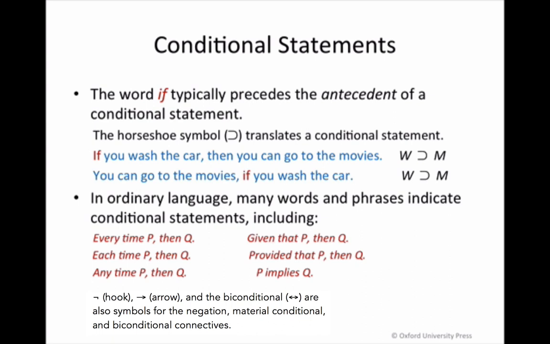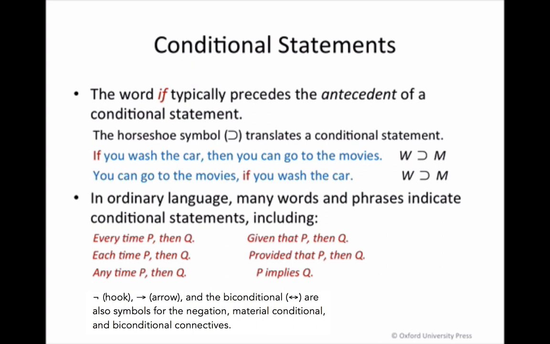So notice that wherever the if appears, it's still the case that when you translate that ordinary language sentence, whatever comes after the if goes on the left side of the horseshoe. If you wash your car, then you can go to the movies. You can go to the movies if you wash the car.